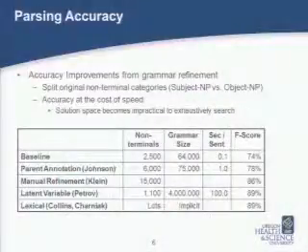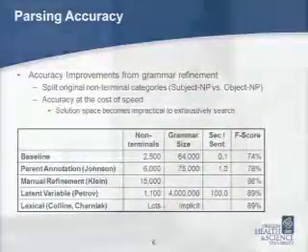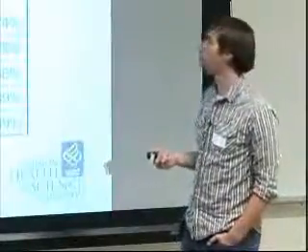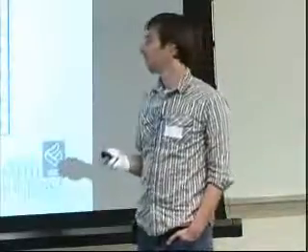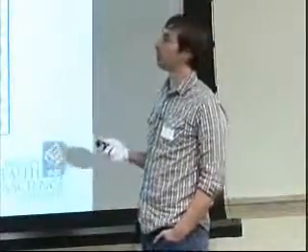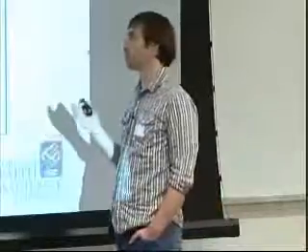So in the past 10 years or so, there's been some significant accuracy improvements in parsing, and a lot of that comes from grammar refinement. The motivation is that if you take a straight Wall Street Journal treebank and induce a grammar from it, you're going to have simple categories. For instance, there's going to be one noun phrase category. But as we know, noun phrases act differently in different contexts, for instance, the subject NP versus an object NP.